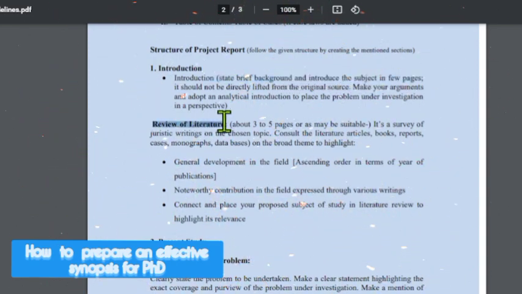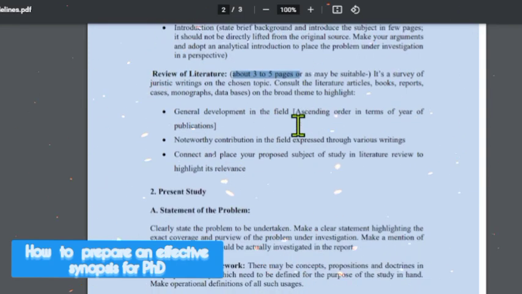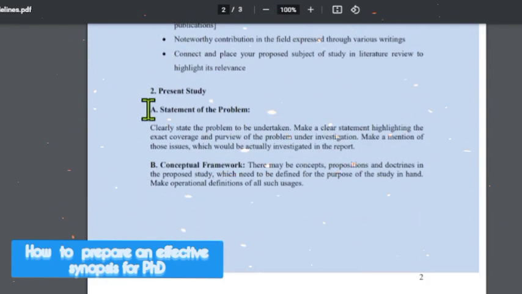Here in the introduction itself, you can put the review of literature, or you can have a separate point for this, which usually is about 3 to 5 pages, or it depends on what sort of research you want to take. The second important point is the statement of problem. This is very important. If you are not able to define the problem area or the question of the research, then probably your entire research is going to go in a wrong direction.